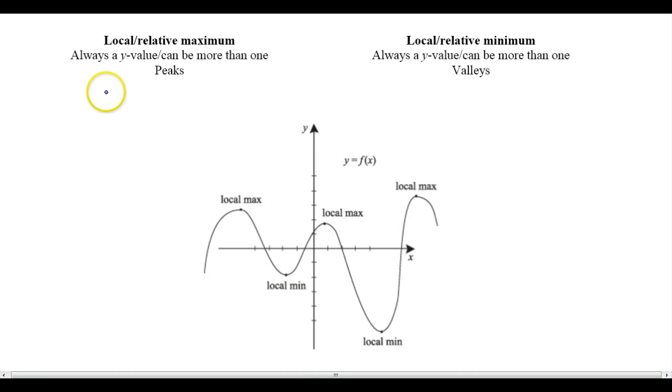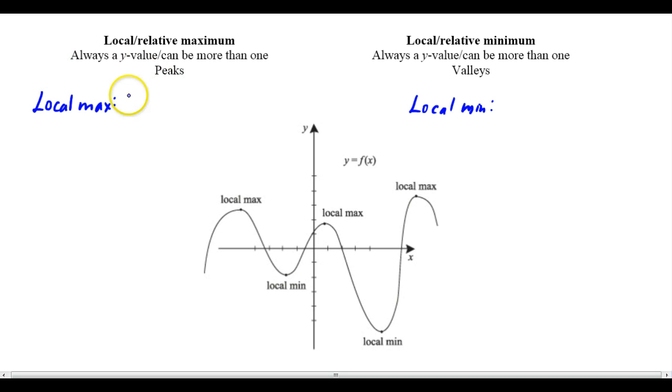The next topic we're going to look at is maximums and minimums. And what to remember about maximums and minimums in general is that they are always y values. So first, we take a look at local and relative maxes and mins. So again, they're always y values, but for local maximums or minimums, there can be more than one. So for maximum, we're thinking a peak, and for a minimum, we're thinking a valley. So say we're given this graph here, and we're asked to identify the local maximums and the local minimums.